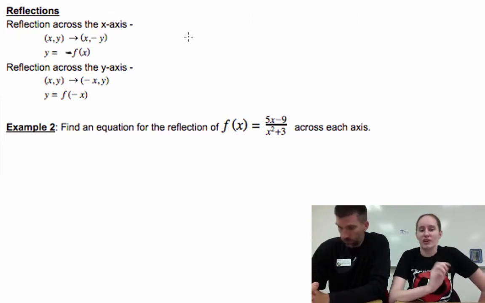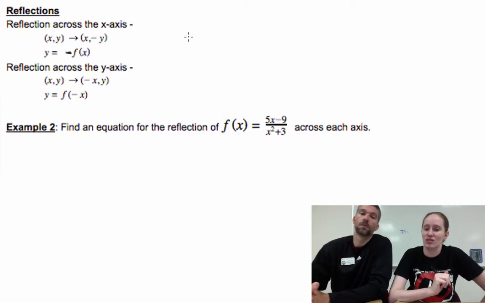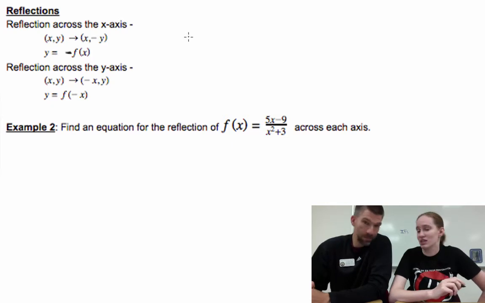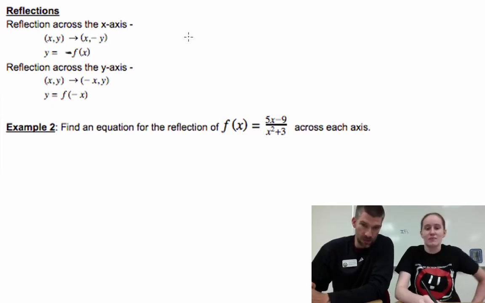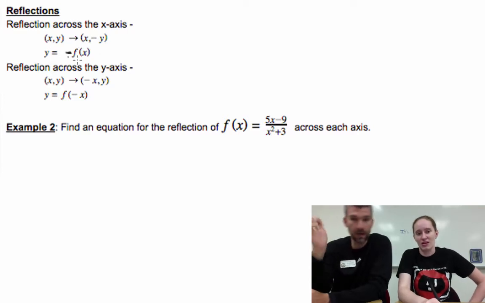Example 2 says find an equation of the reflection of f of x equals 5x minus 9 over x squared plus 3 across each axis. That looks really hard. That's a pretty crazy function. Are we going to have to do long division on this? No, all we're going to do is use our rule here.